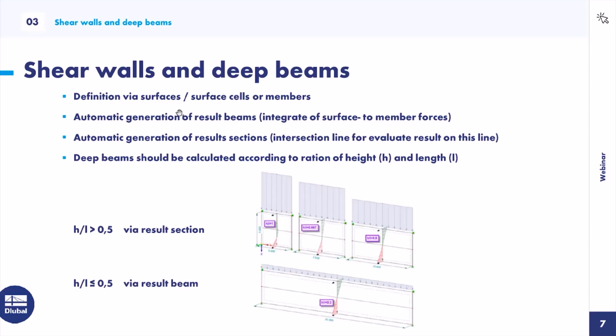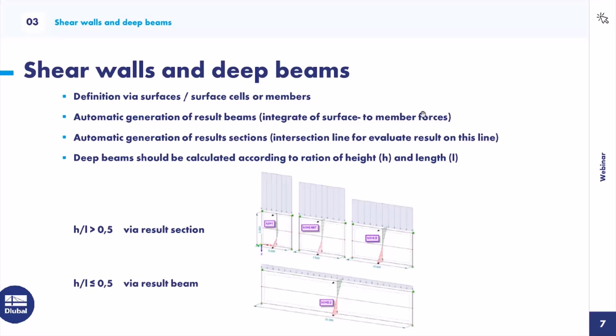Both objects you must define manually. Choose the surface or surface cells, or you can also choose members to define these objects, these shear walls and deep beams. And both objects automatically generate a result beam, which is an integration of surface forces into member forces.